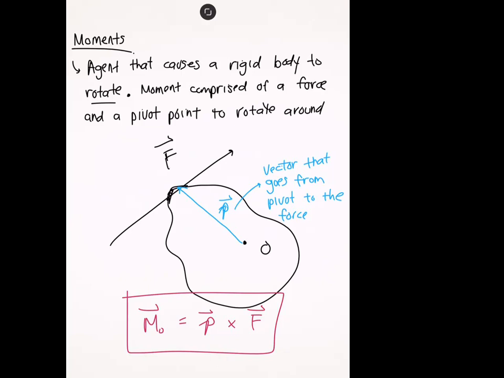Any questions on this so far? You can tell from this that the location of the pivot point is going to change how you compute your vectors.